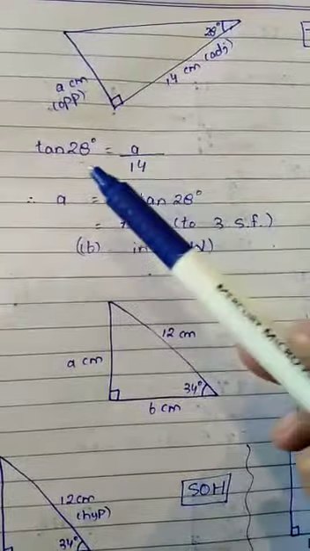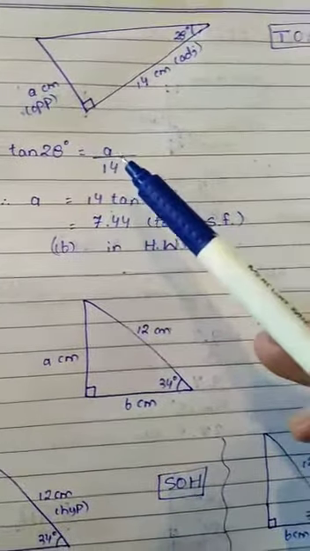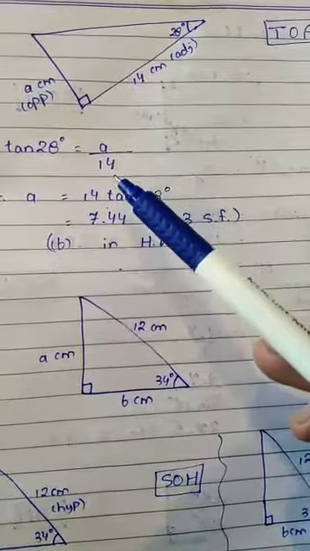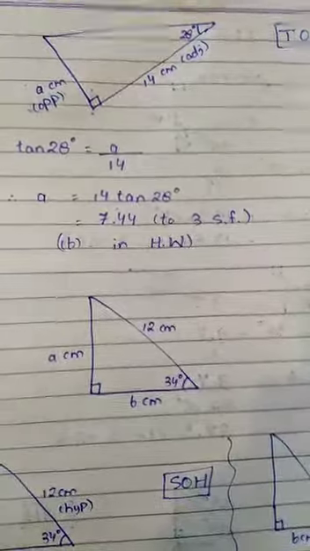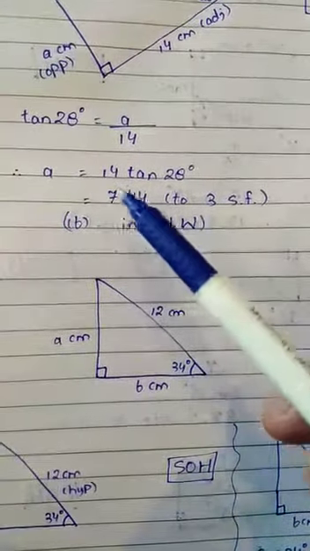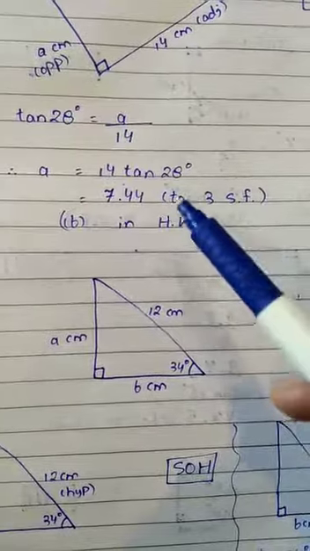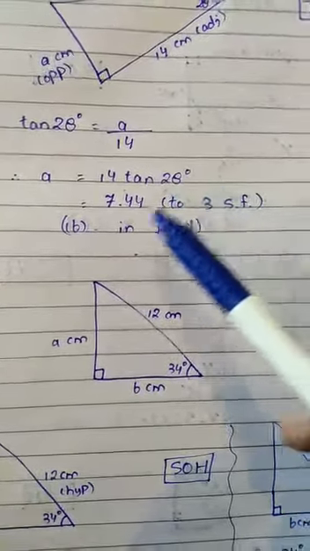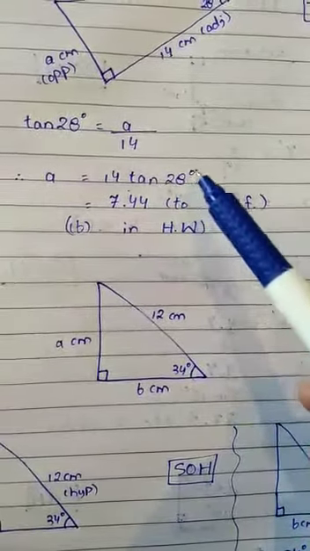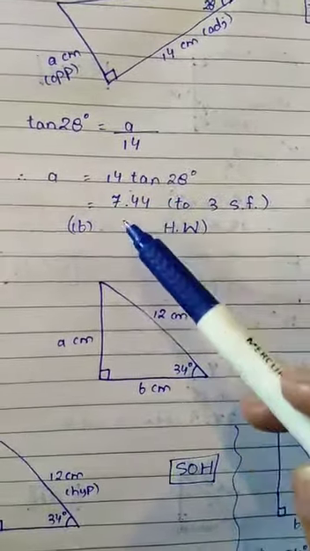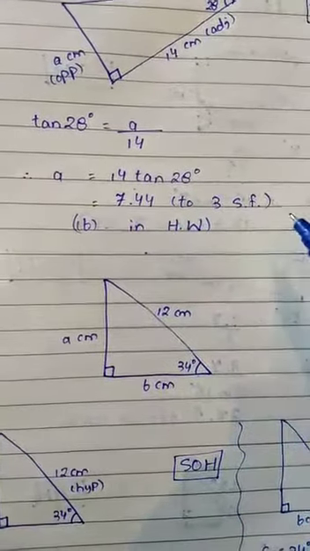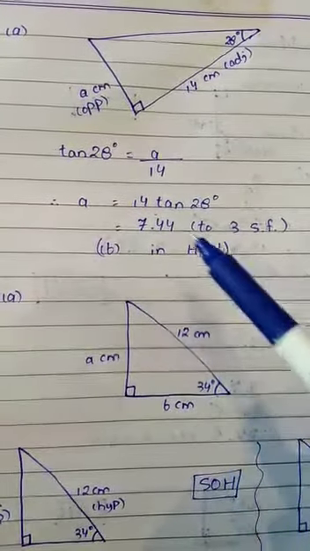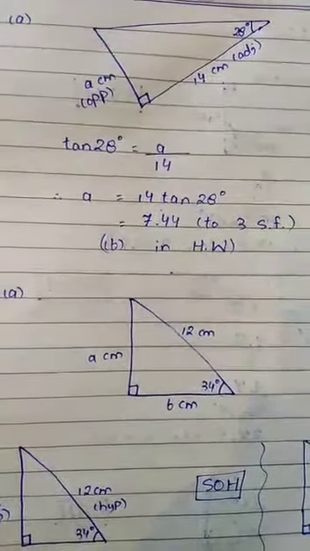So the equation becomes tan 28 is equal to opposite over adjacent. Opposite is a centimeter and adjacent is 14, so it will become a over 14. So the equation becomes a is equal to 14 tan 28. Girls, remember that you just need to convert the calculator mode to DEG, and then first you will find tan 28 and then multiply the given answer with 14, and then you will get 7.44 to 3 significant figures. This is part A of question number 3, and then you will do part B in homework. It's the same as part A.